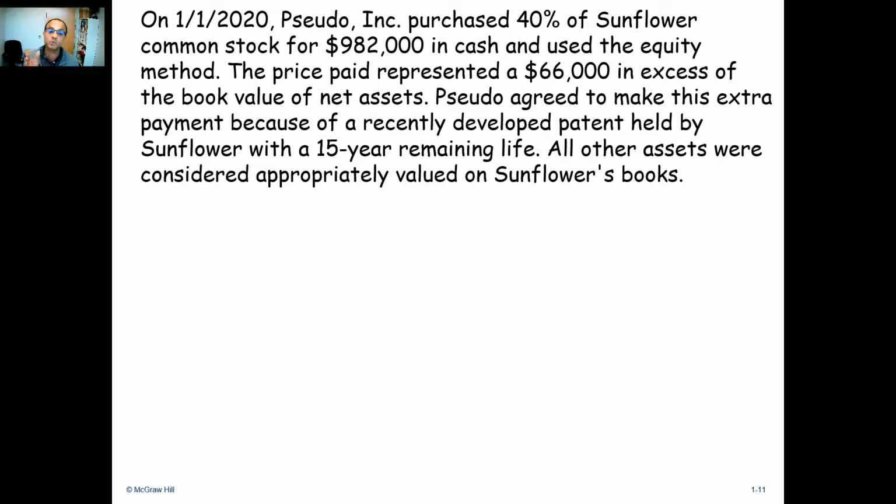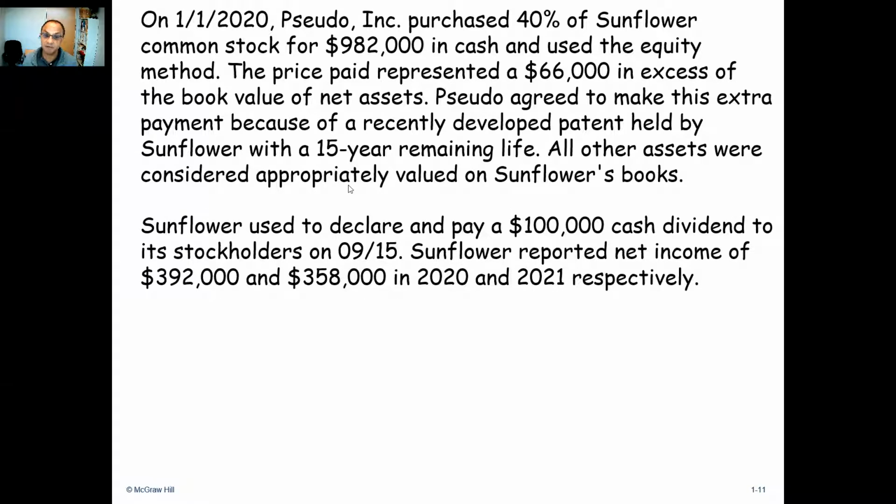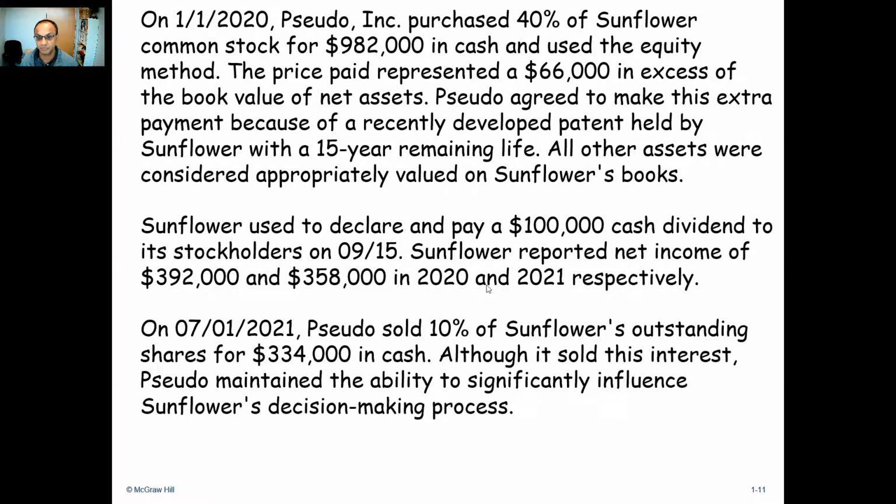The trademark was amortized over 8 years. Here, the patent should be amortized over 15 years. And all the other assets are the same. Then Sunflower declared and paid 100,000 in dividends. And the net income was 392 and 358 in 2020 and 2021. On July 1st, 2021, Sudo sold 10. So here, initially, Sudo purchased 40 and now sold 10.